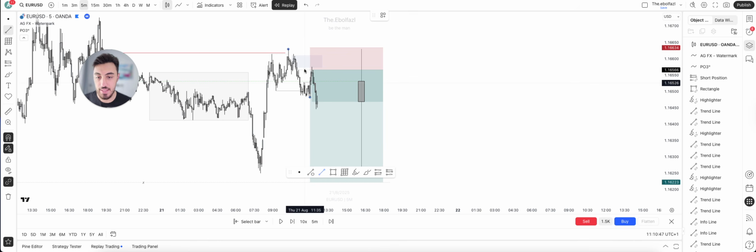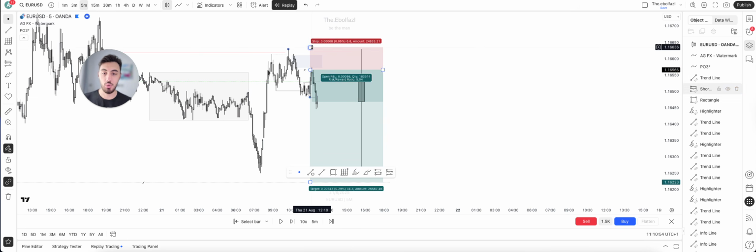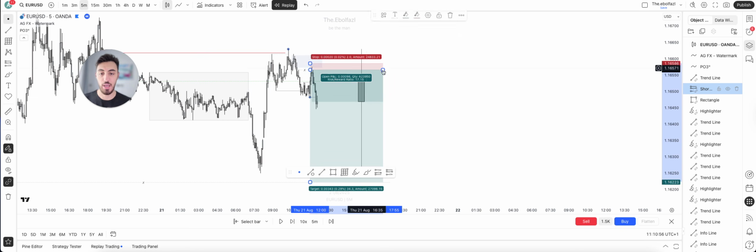Now price takes out the internal liquidity. After the internal, it goes and takes out the external liquidity. So in this case, what I'm going to do is go break even. I'm going to move my stop loss above the swing high. Maybe it's going to be a 2 pip stop loss, like a $200, $300 stop loss here for me.